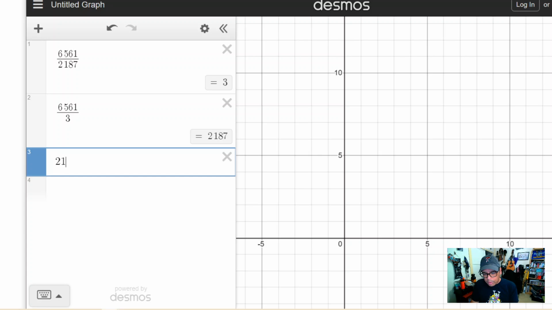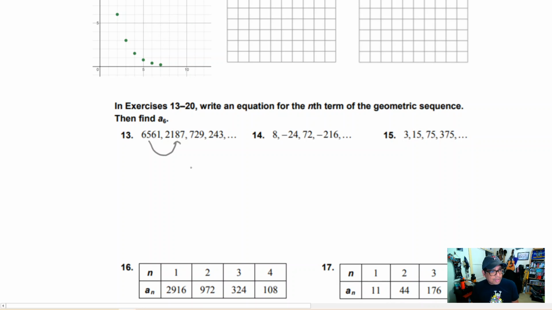Let's take that number, 2187, and let's divide that by 3. And oh yeah, that's 729, which was the next term in the sequence. So it looks as though the rule is divide by 3, which, remember, that's the same thing as multiply by 1/3. So the rule here is multiply by 1/3. Now that I know the rule, I'm going to put together my clues. The first term is going to be 6,561. A common ratio is going to be 1/3.